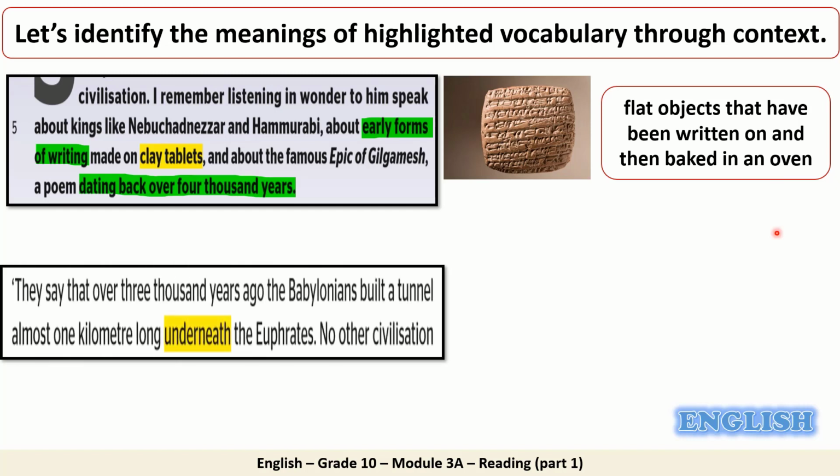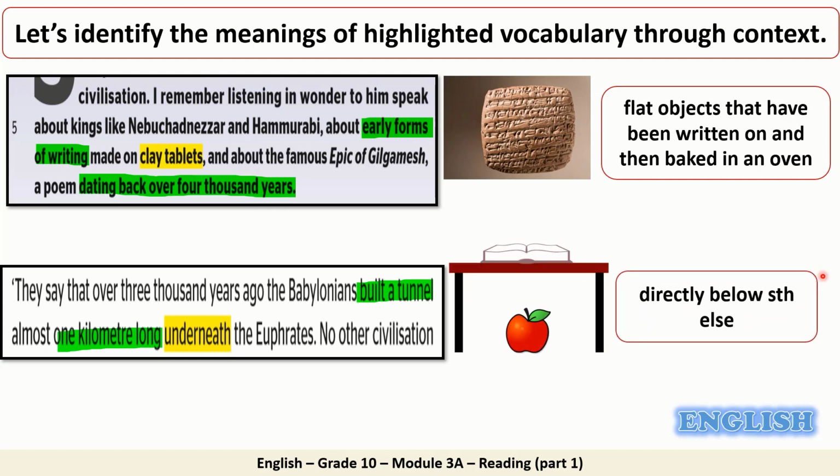Now the second vocabulary, let's read it from the start again. They say that over 3,000 years ago, the Babylonians built a tunnel almost 1 kilometer long underneath the Euphrates. The context here is, they built a tunnel which is 1 kilometer long. So the correct answer is, directly below something else.